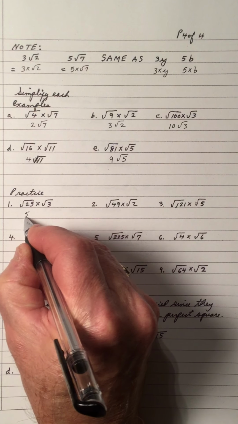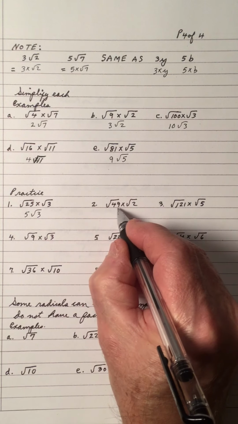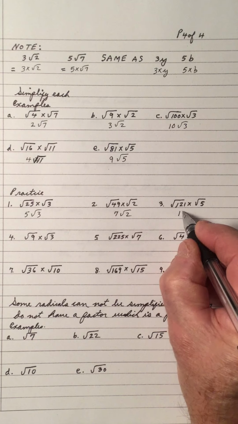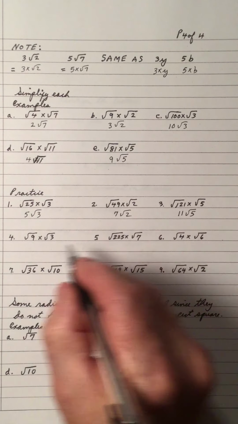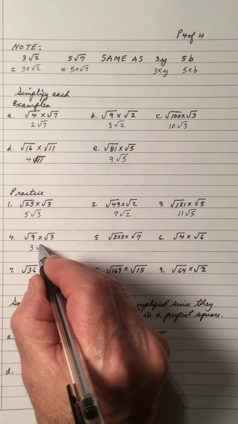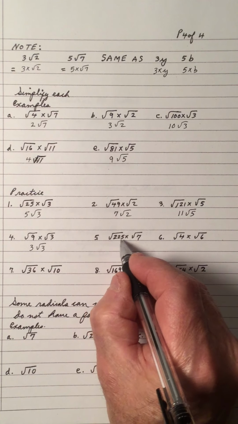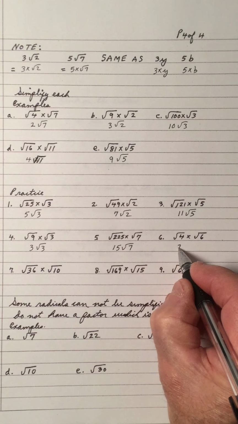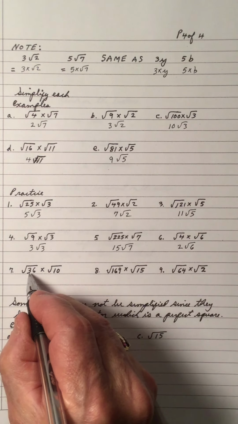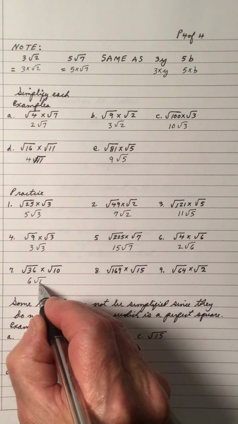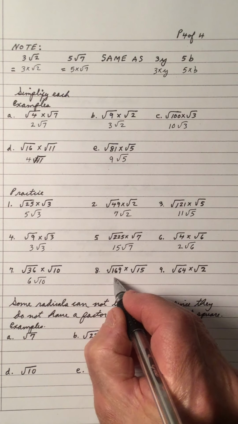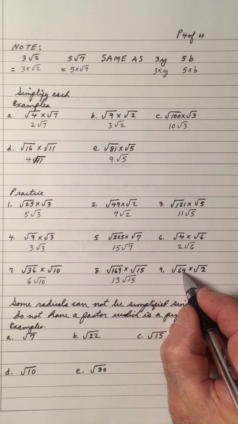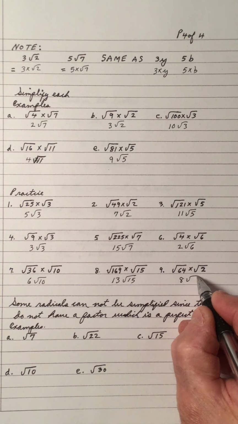Square root of 25 is 5, root 3. Square root of 49 is 7, root 2. Square root of 121 is 11, root 5. Square root of 9 is 3, root 3. Square root of 225 is 15, root 7. Square root of 4 is 2, root 6. Square root of 36 is 6, root 10. Square root of 169 is 13, root 15. And square root of 64 is 8, root 2.